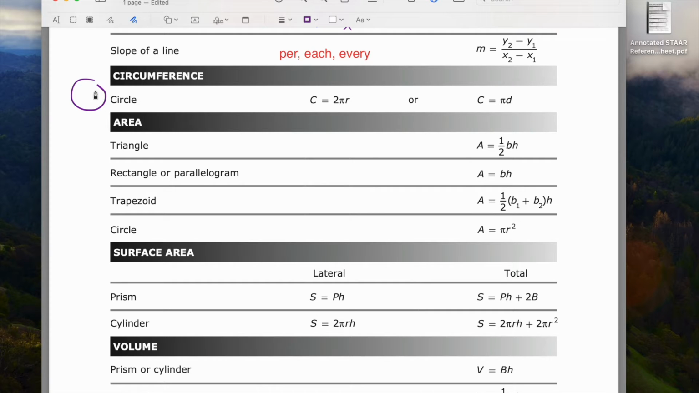Okay, so for circles, under circumference, we know that the circumference is the distance around a circle. So it's similar to a perimeter, but because it's a circle, it has a special name. We have C is equal to 2 pi r, or C is equal to pi d.